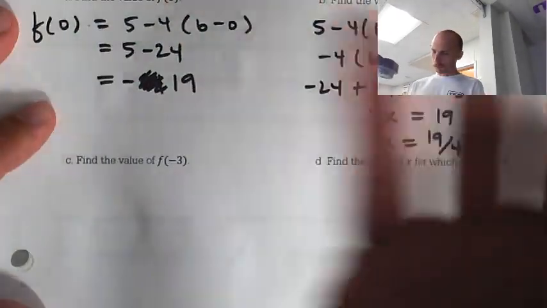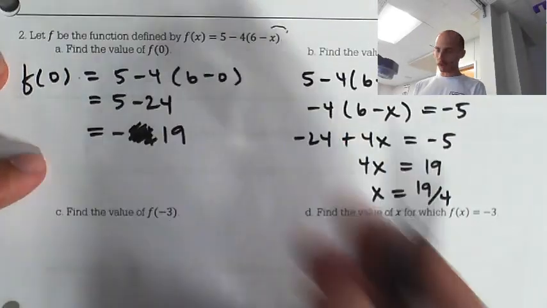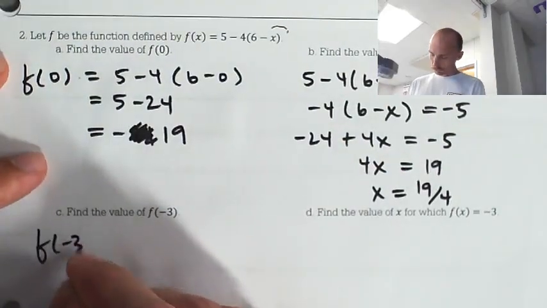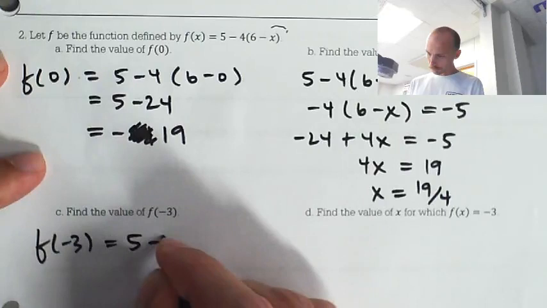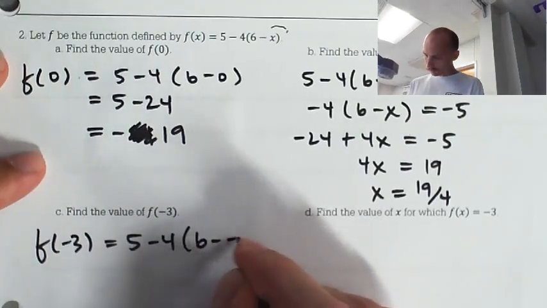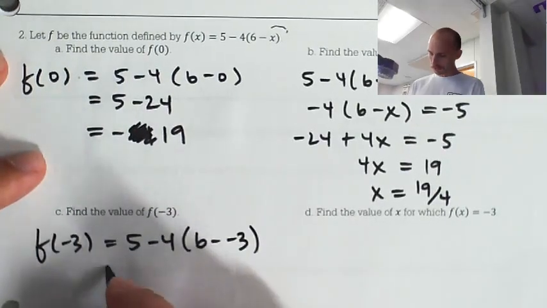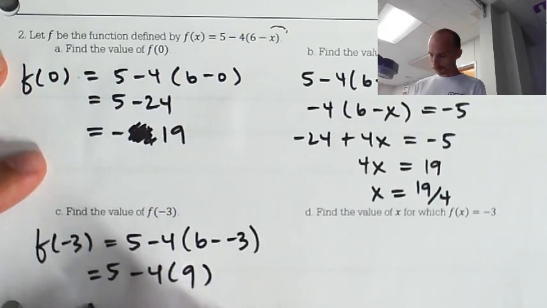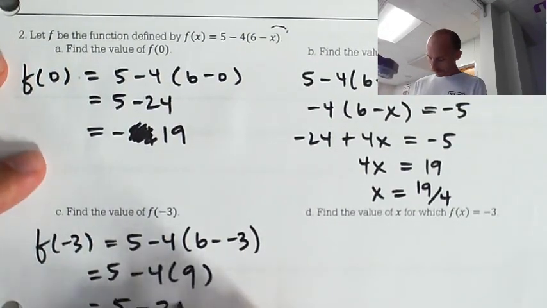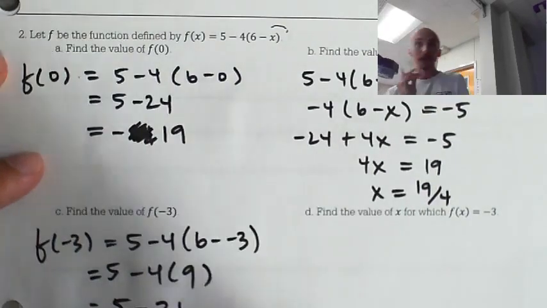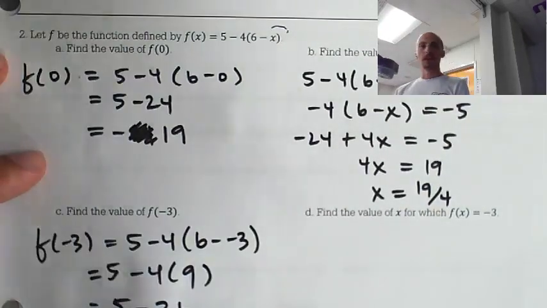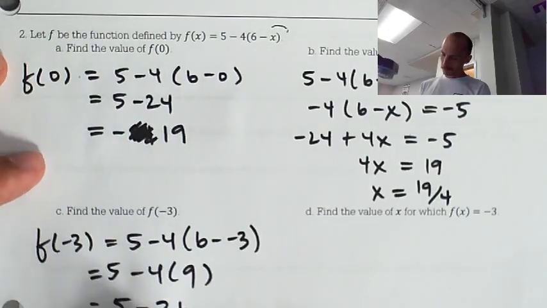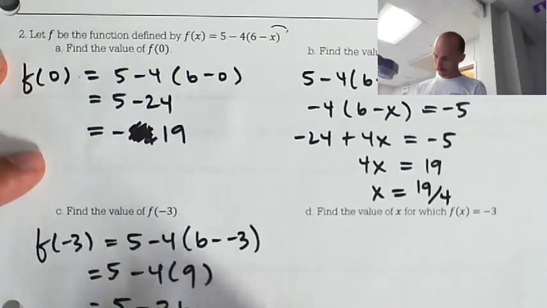Find the value of f of negative 3. Same thing as before. We're just going to plug in negative 3 there. Whoops. F of negative 3 is going to equal 5 minus 4 times 6 minus negative 3. So that'd be a total of 9. 5 minus 4 times 9, so 5 minus 36. Okay, well, if it was 5 minus 35, I'd have negative 30. So I'm feeling like this is going to be negative 31.